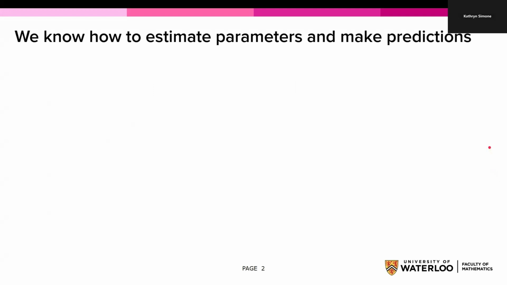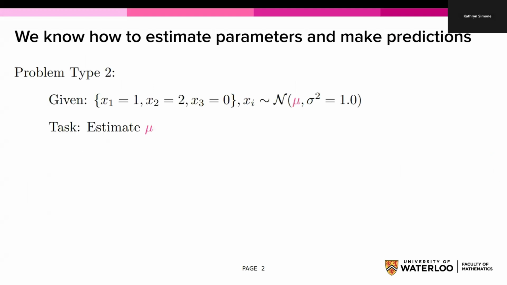So to set up the idea of what expectation maximization is, I'd like to quickly revisit the kinds of problems that we've been solving in this course. We've encountered problems where we were given some data. For example, x1 was 1, x2 was 2, and x3 was 0. Given knowledge that those samples came from a normal distribution, our task was to estimate the mean of that distribution from which our samples came.